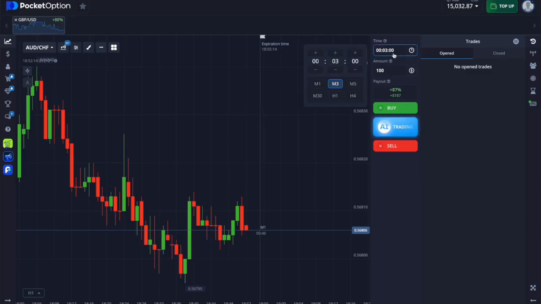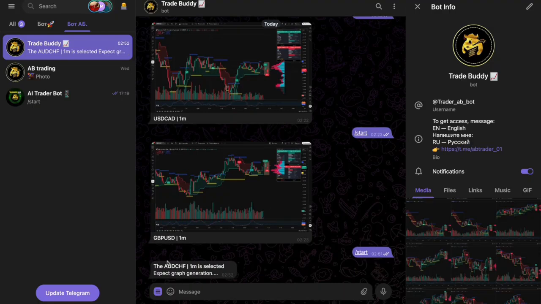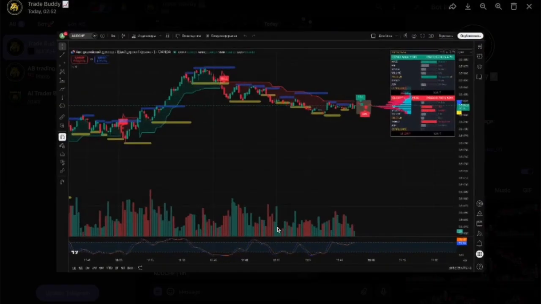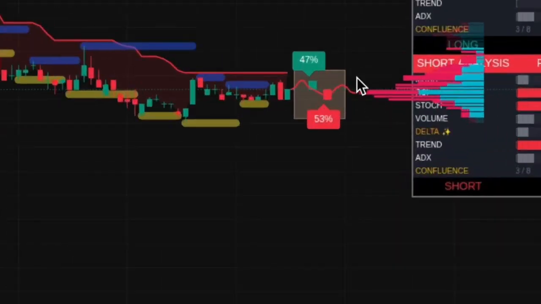Why M1? Because I opened the trade for 3 minutes. The trade amount is $100. Now we wait for a response from the bot with a full explanation, a complete breakdown, and then we'll open the trade together. We'll copy its forecast. Alright, I'm opening it. What do we have here?